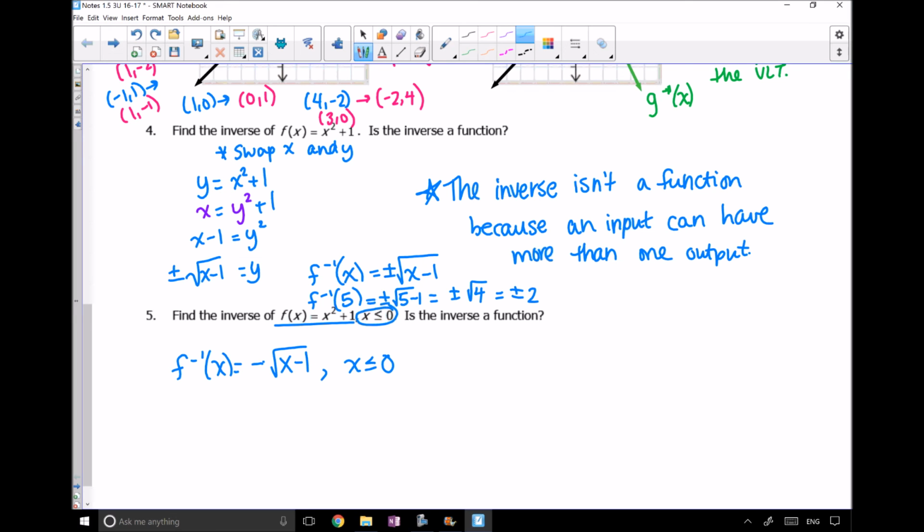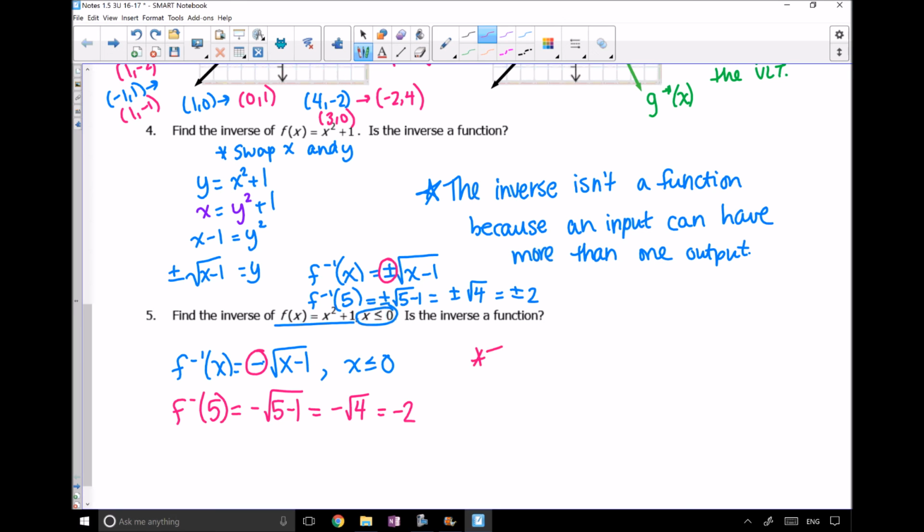But I have a question that I would like you to think about before I see you next time in class. And actually, before we move on, we have to answer, is the inverse a function right here? So yes, it is a function because this time I only have one answer as opposed to two answers here. So for example, if I were to plug 5 in right here, then it would be the negative square root of 5 minus 1, or negative square root of 4, or just negative 2. And no matter what input I plug in, I'll always have one output.